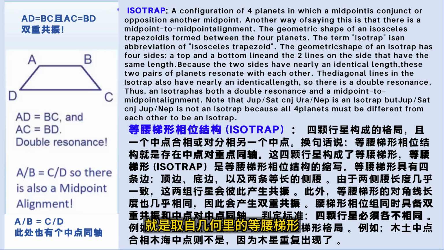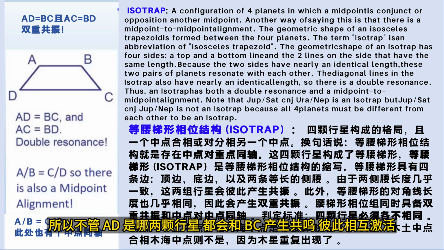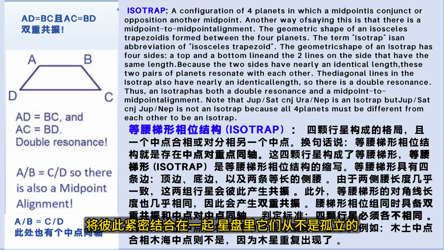The geometric shape of an isotrap has 4 sides, a top and a bottom, and the 2 lines on the side that have the same length. That's pretty straightforward. Because the 2 sides have nearly an identical length, these 2 pairs of planets resonate with each other. So the AD planets, whatever they are, are resonating with the BC planets. They're activating each other. It's creating a 4-planet connectivity. Those planets are interacting in a similar way to an aspect. It's bringing those planets together. They're not separate in the chart.